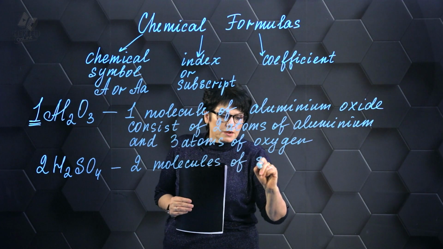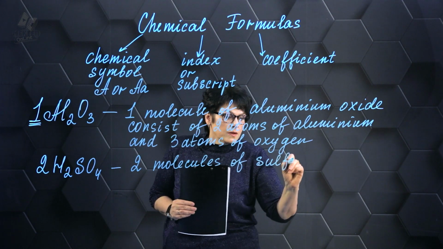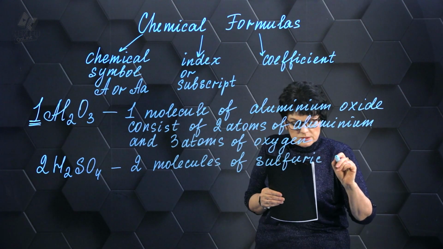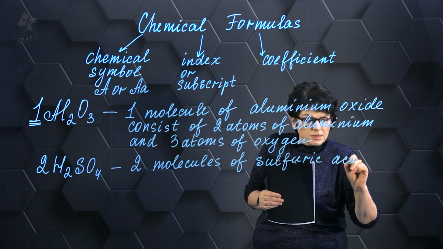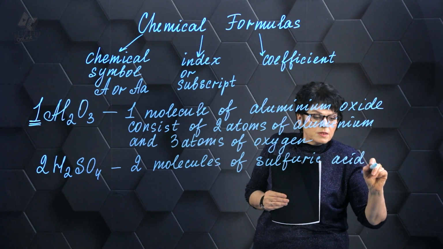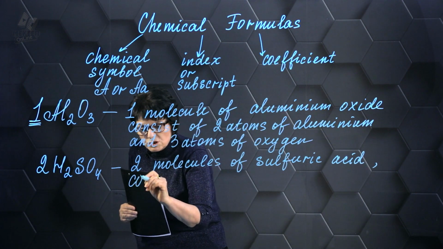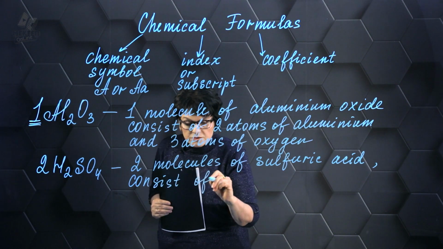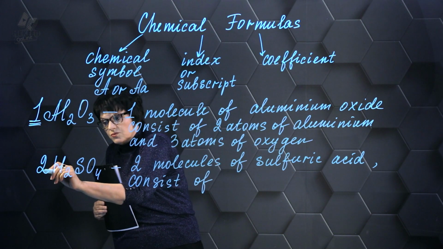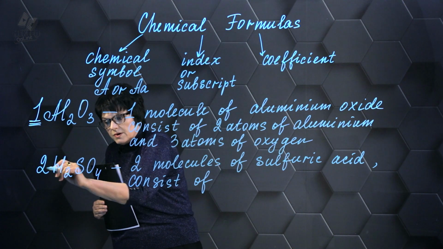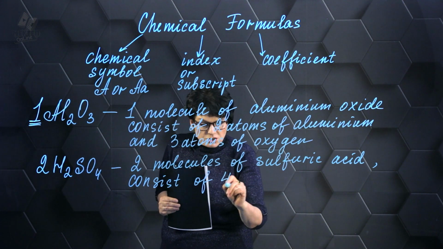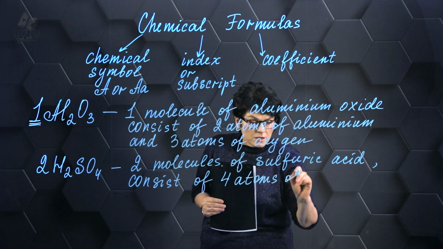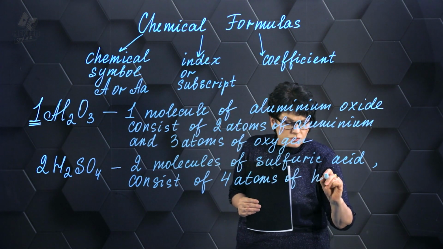Sulfuric acid, a highly corrosive and strong acid, is a substance commonly used in various industrial processes. This is sulfuric acid, and it is formed by these particular elements that contribute to its composition. Now let's see, how many atoms? There's a coefficient of 2 in front of the formula. 2 times 2 equals 4 atoms of the element hydrogen.